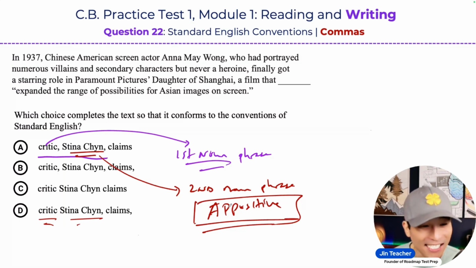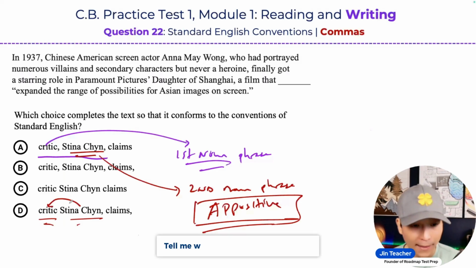So in this case, it's just kind of telling us the name of the critic, right? It was critic Stina Chine. So Stina Chine is the name. It kind of clarifies that first noun. That's what appositives do. Okay, that's the function or the job of an appositive, right?